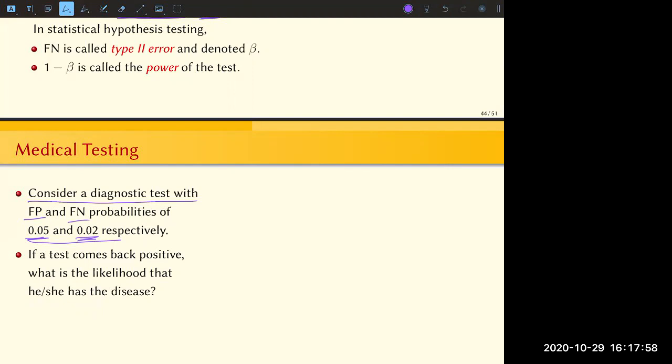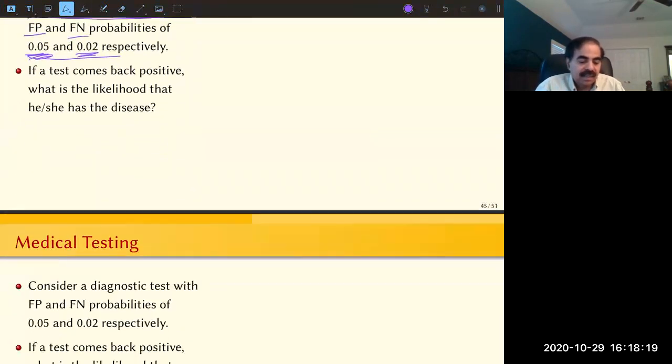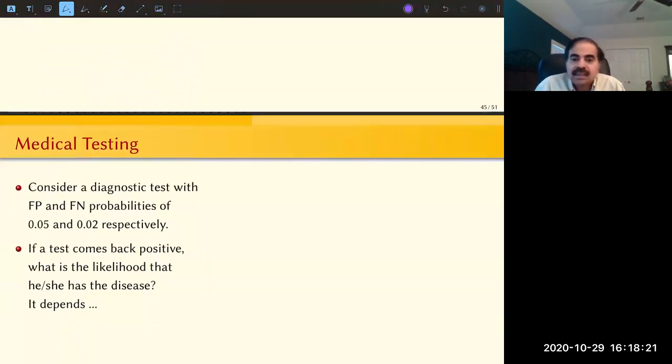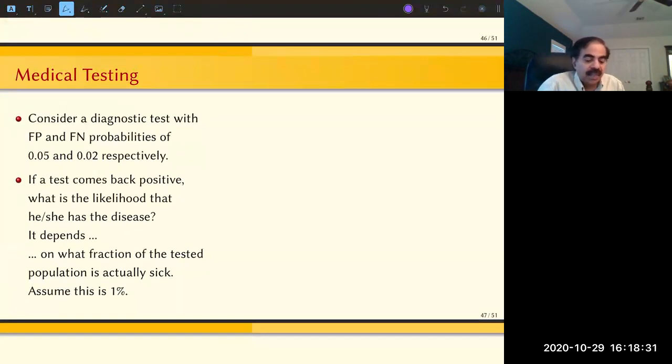Is it 95%? This number seems to suggest that. Is there a different answer? Anybody else want to say the answer is different? So the answer is that it depends. You can't tell. Okay. Now, what does it depend on? It depends on what fraction of the tested population is actually sick.